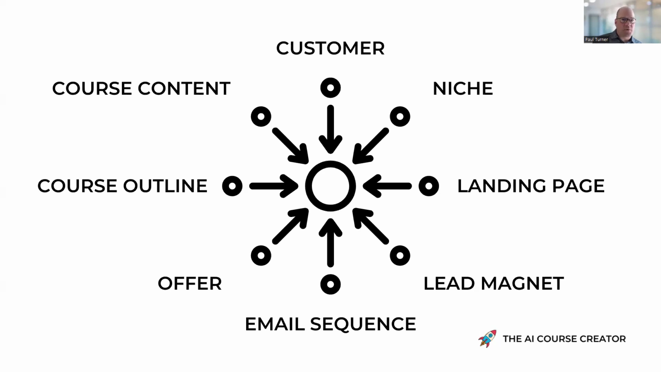Your course outline, of course, you need a compelling course outline that gives your customers the transformation they are looking for in the most efficient manner. You just can't throw all of your knowledge in a course and expect that to help people. It needs to be a very streamlined course outline that guides people through the transformation that you're looking for them to achieve. And then, of course, you need your course content.